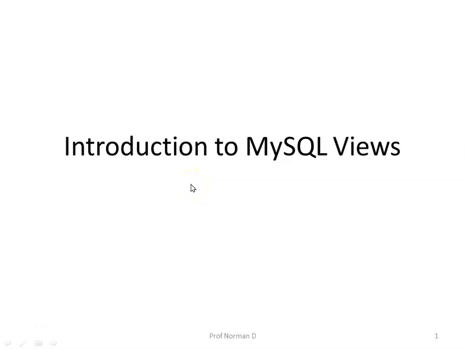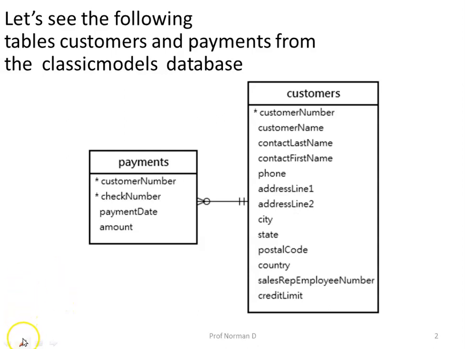In this tutorial, we will discuss MySQL views. We'll have a look at the classic models database. We'll refer to the customers relation and the payments relation in the classic models database. In the customers table, we have customer number as the primary key and the other details of the customer.